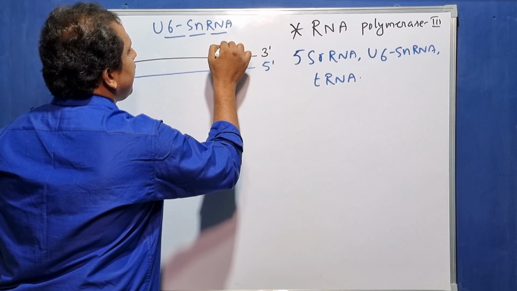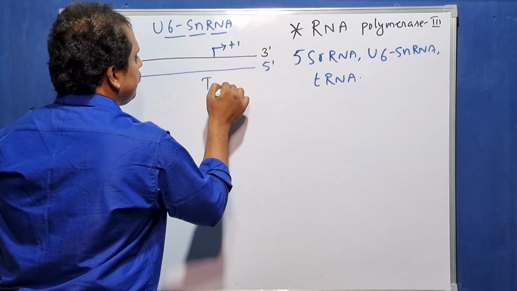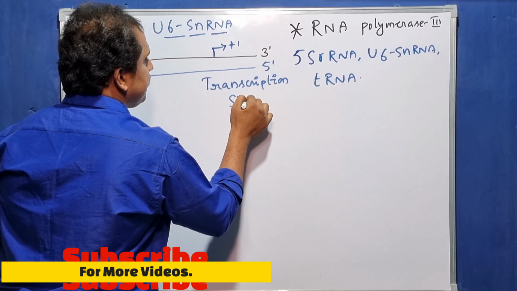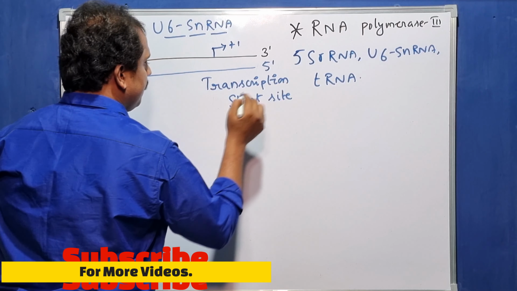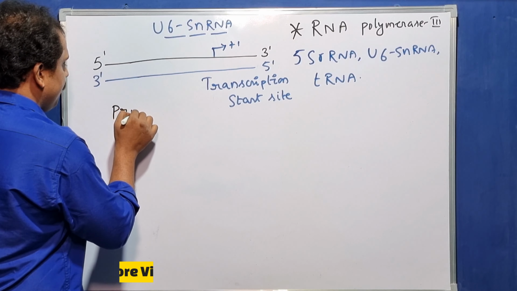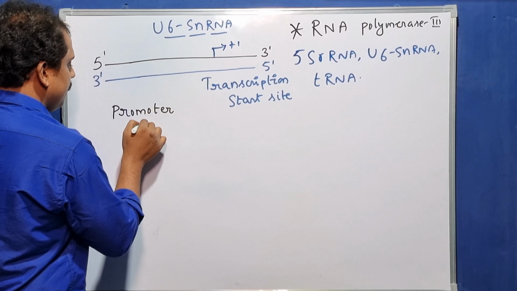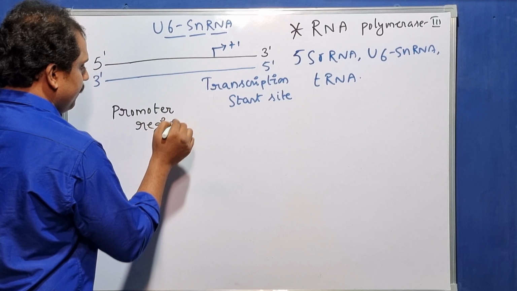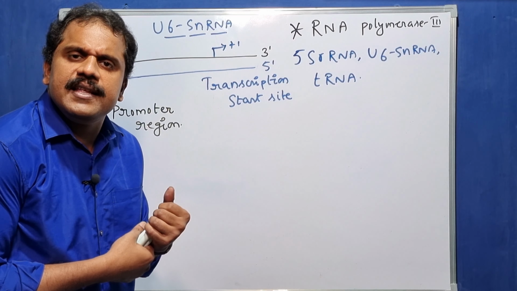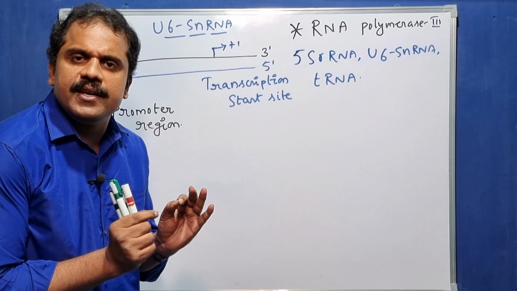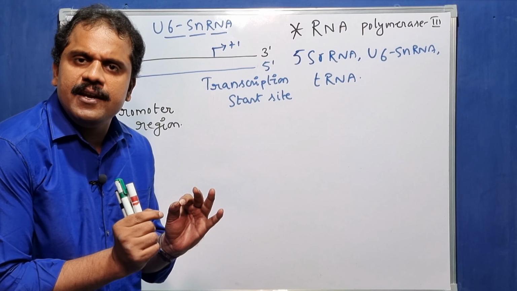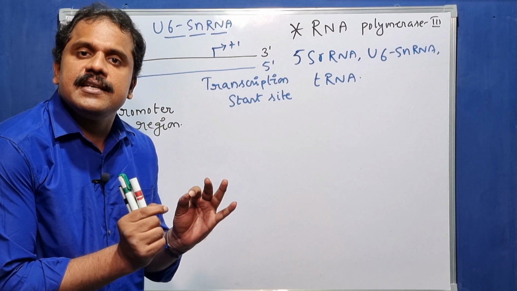It is the transcription start site. And here the specific promoter region basically consists of three different types of elements. So what are the three different types of elements which are a part of the promoter region here? They are the distal sequence element, the proximal sequence element, and the other one is the TATA element.